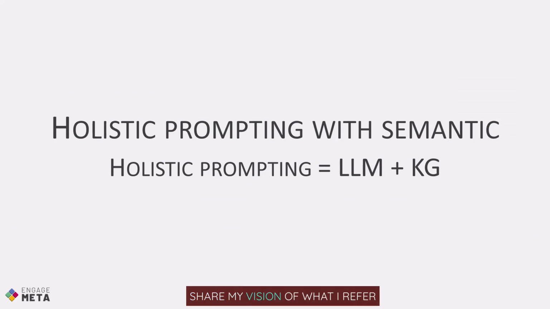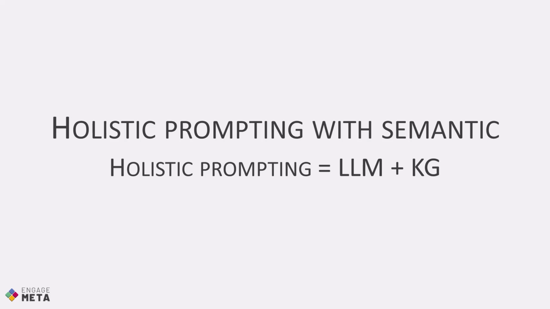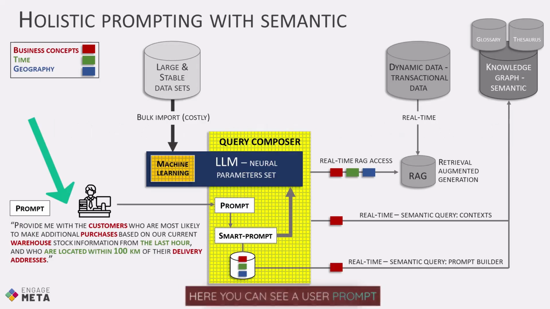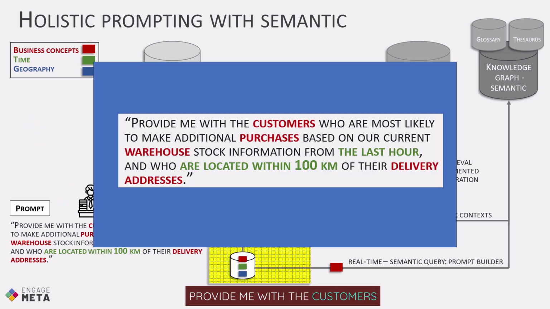Now I would like to share my vision of what I refer to as holistic semantic prompting, which essentially combines the power of LLM like ChatGPT with knowledge graph. Here you can see a user prompt that references various business concepts and requires real-time data retrieval from the information system. Let me read this prompt for you. Provide me with the customers who are most likely to make additional purchases based on our current warehouse stock information from the last hour and who are located within 100 kilometers of their delivery addresses.